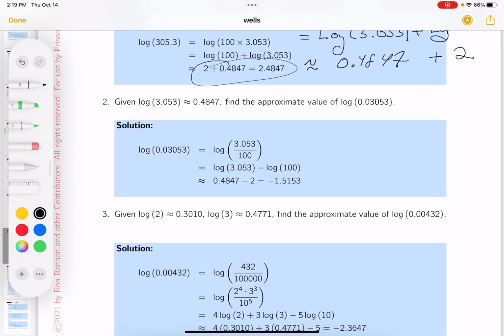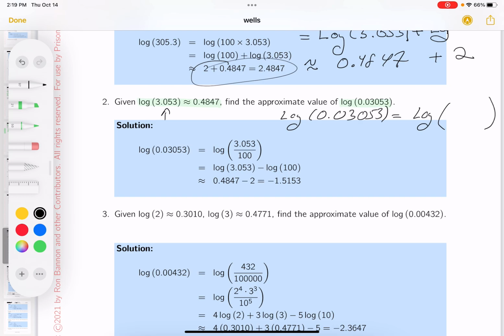It looks like it might be related. So I'll write this one down. This is the given. This is what the want is. So let's put this over here. This is log, and that's going to be 0.03053. So what I got to do is I got to write it so it has this number in it, and some power of 10, by the way. And why is that? 10s are easy to deal with. So let's write that down.